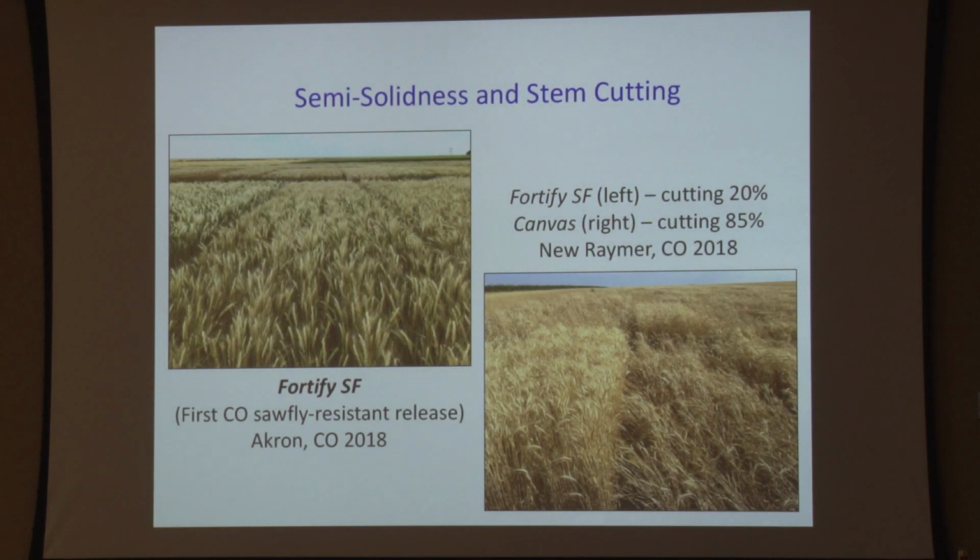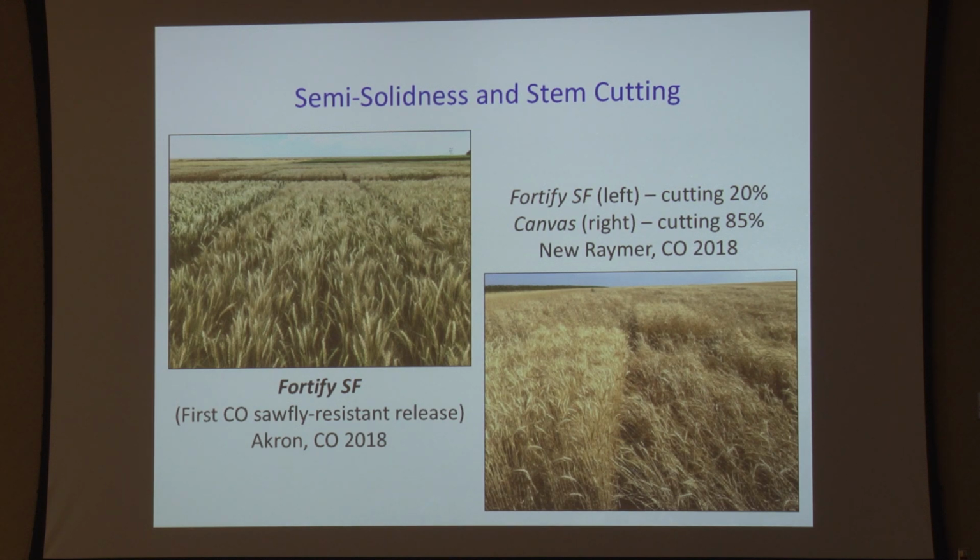So this is what it looks like in the field. The variety that is just being released this month, or next month, maybe, September, Fortify SF. SF standing for sawfly. So that's the first Colorado sawfly resistant release. Not bad, considering that the first appearance of the insect was 2011. So to actually have a released variety ready for farmers to start growing, at least to grow the foundation seed in 2019, is respectable progress, very good progress.